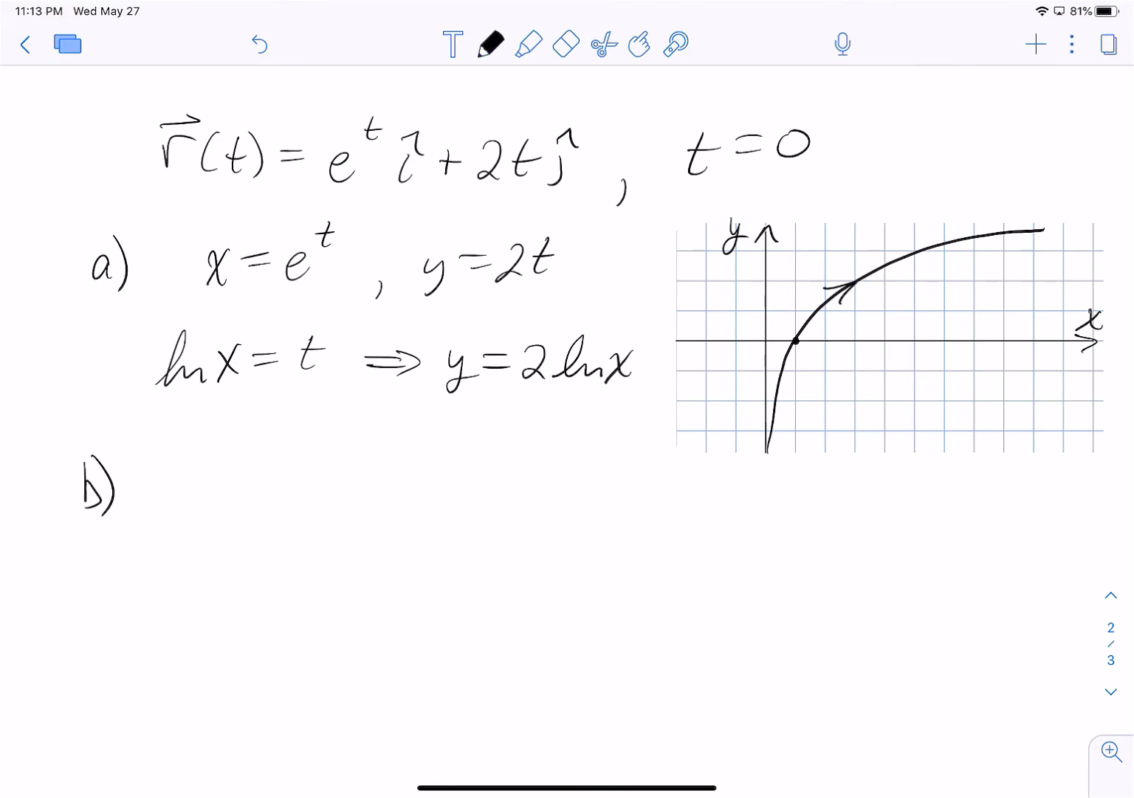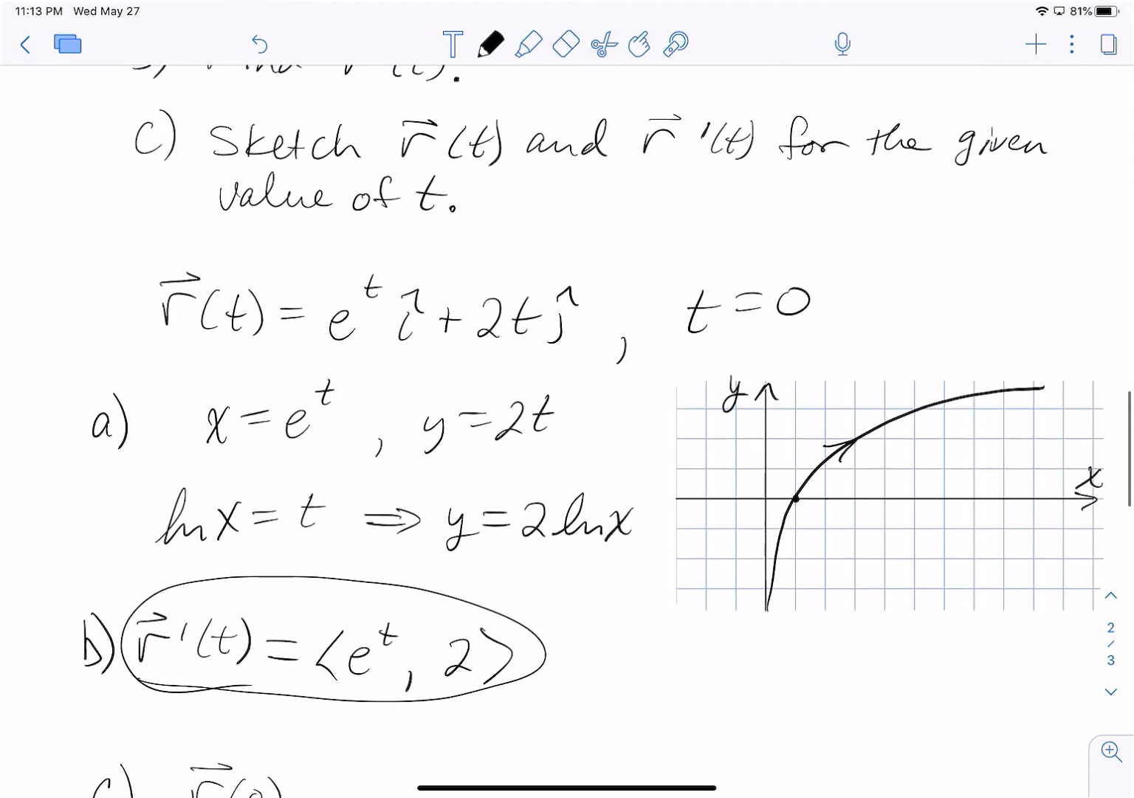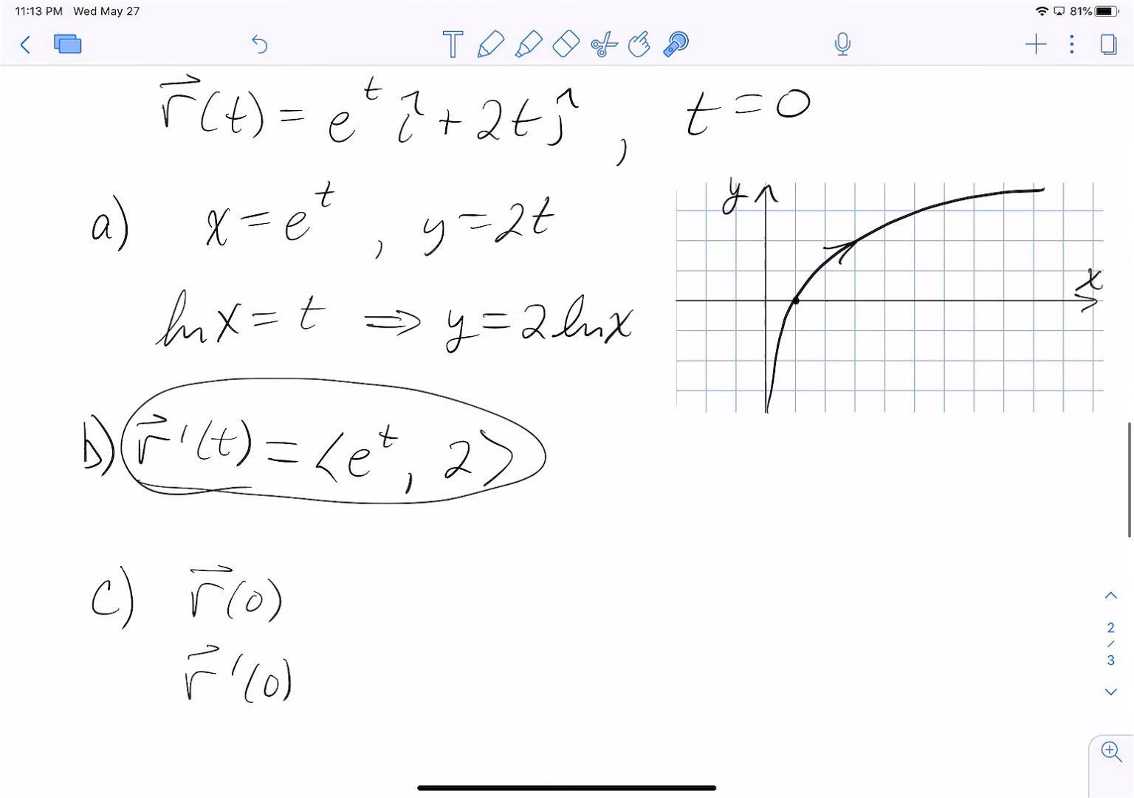Now for part B, we're going to find r prime of t, which is going to be a fairly straightforward endeavor here. The derivative of e to the t is e to the t. I'm going to use angle bracket notation here. And the derivative of 2t is 2. And so there's our r prime of t. For part C, we're asked for both r of 0 and r prime of 0. Let's just double check all that. Yep, r of t and r prime of t for t equals 0.